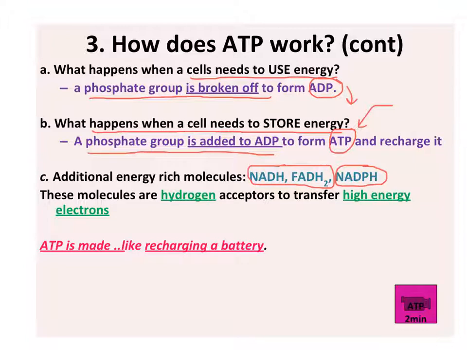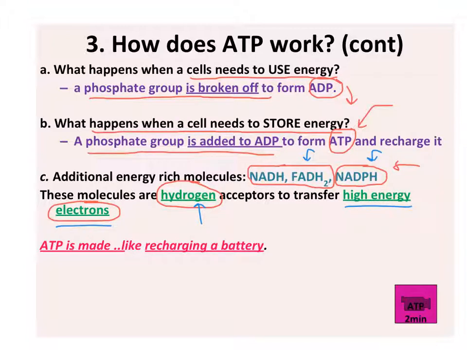But anyways, what these guys do, they carry hydrogen. Basically, they carry protons, hydrogen ions. And they also, more importantly, carry high energy electrons. So these 3 molecules right here, NADH, FADH2, and NADPH, just know they carry hydrogen, and they also carry high energy electrons.